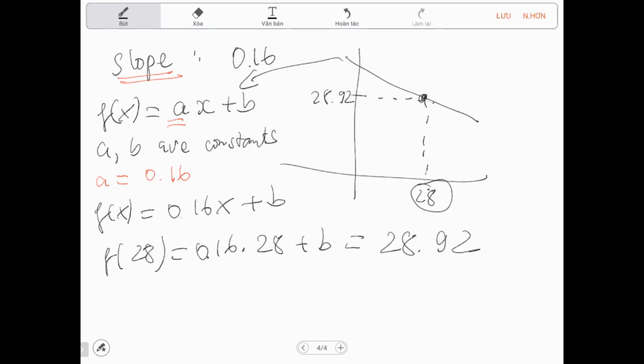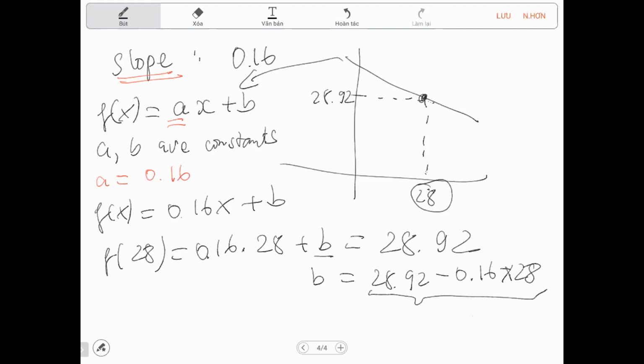Okay, so this is a linear equation. You solve for it, then you get b, okay? So b is just 28.92 minus 0.16 times 28. So you can compute it and you have something, right? I will not compute it here, but this is the value that you need to find.